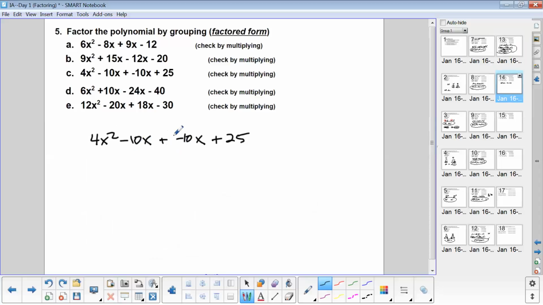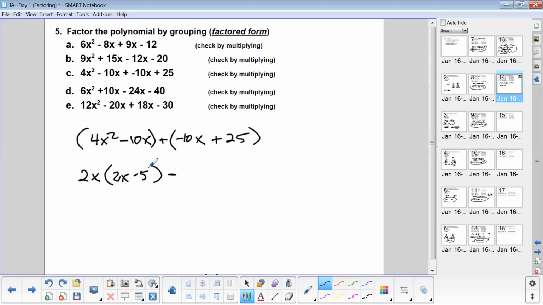So I'm going to group. 4x squared minus 10x. The GCF of 4 and 10 would be 2. The GCF of x squared and x would be x. So you're left with 2x minus 5. This term is negative. This one's positive.